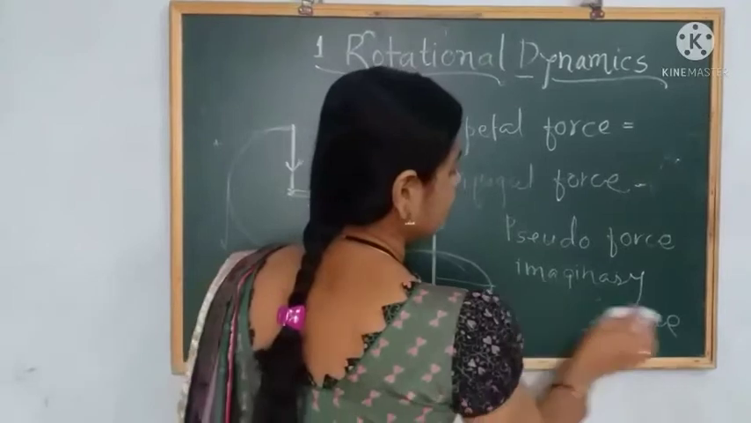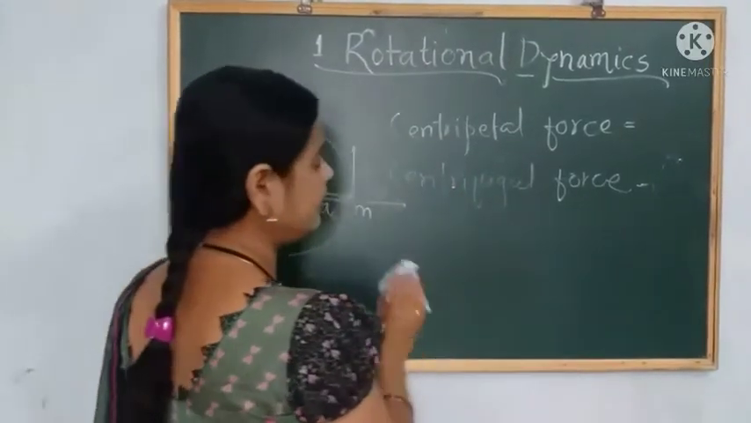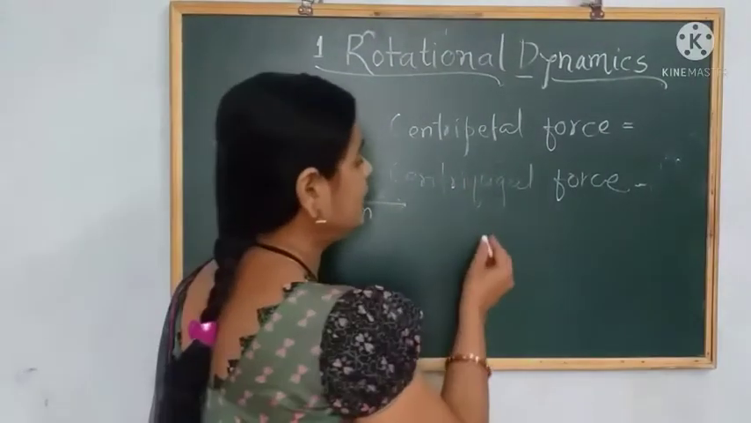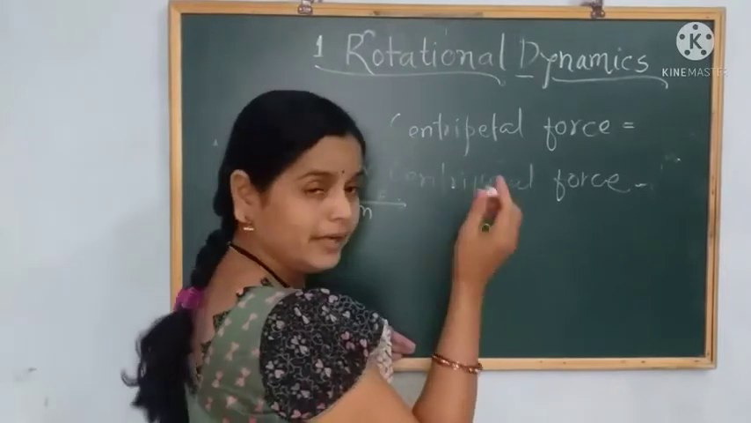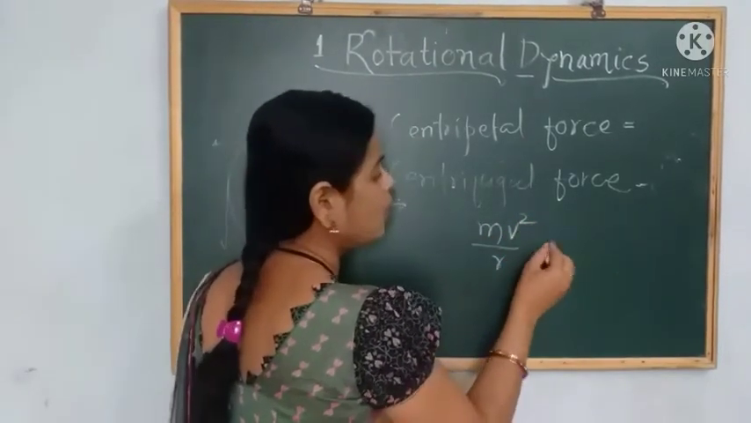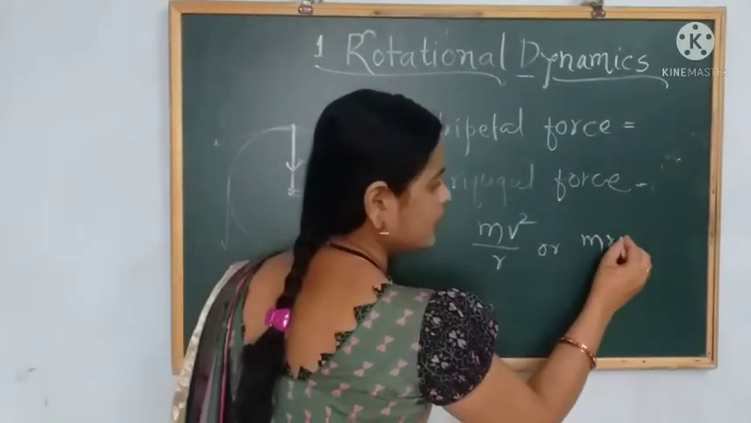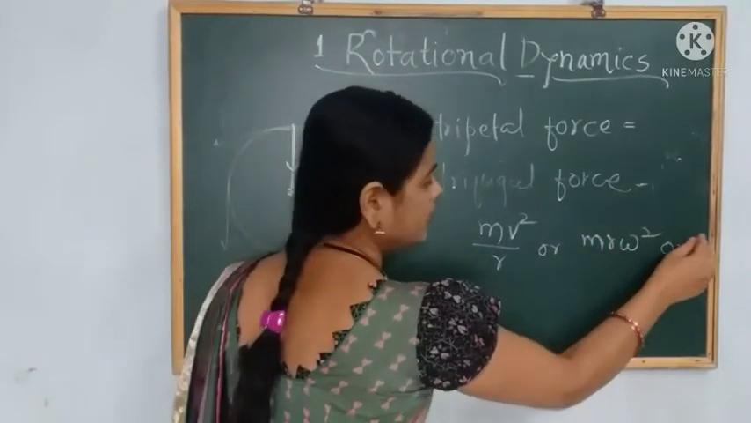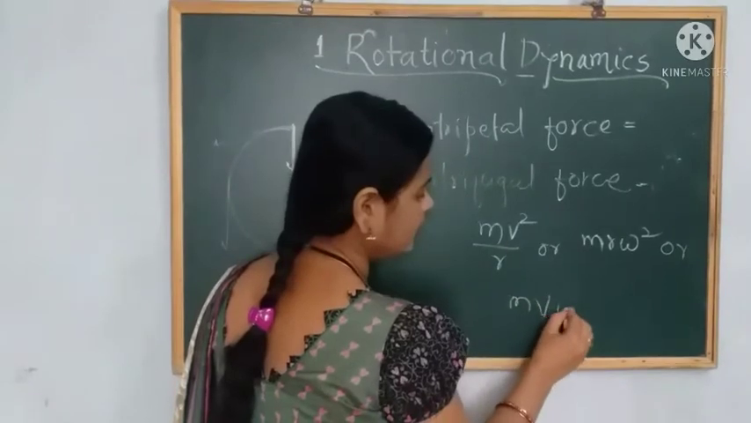It means the magnitude of this centrifugal force is equal to mass into acceleration, obviously mv² by r, or mrω², or mvω.